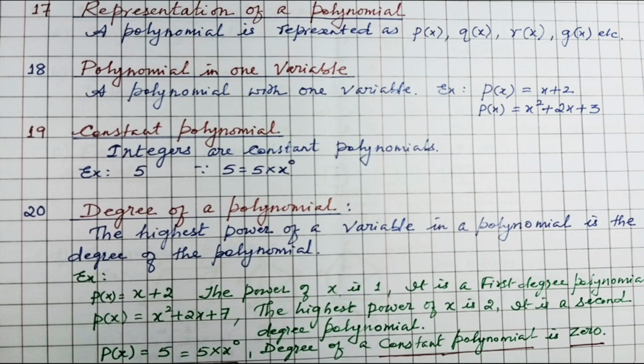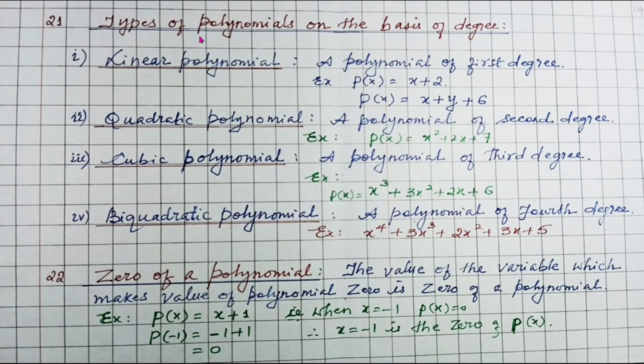Remember that. Now coming to the next discussion, the types of polynomials on the basis of degree. We have already learned the types of polynomials on the basis of number of terms as monomial, binomial, trinomial, and so on. Here we are discussing the types of polynomials on the basis of degree. A polynomial of first degree is called a linear polynomial. So p of x is equal to x plus 2 is a linear polynomial because it is a first degree polynomial.